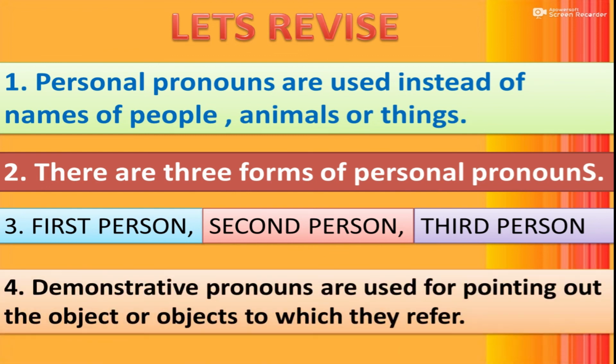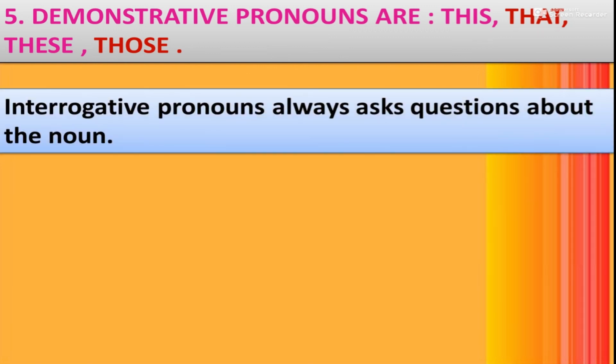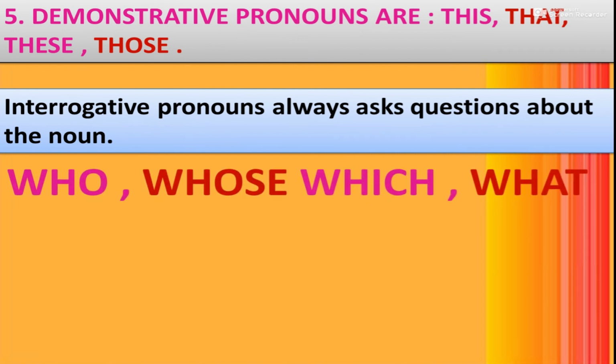Demonstrative pronouns are used for pointing out the object or objects to which they refer. Okay? Means to point out specific persons or things. Demonstrative pronouns are this, that, these, those. Interrogative pronouns always ask questions about the noun. Who, whose, which, what.